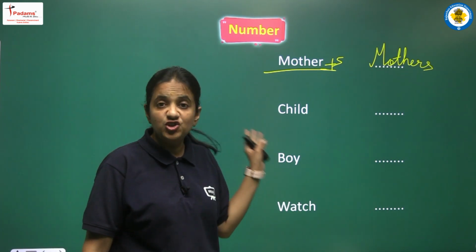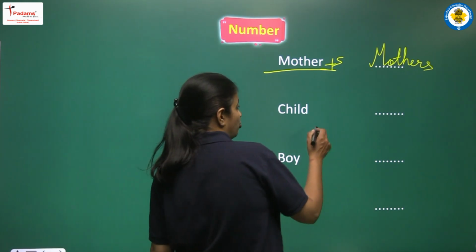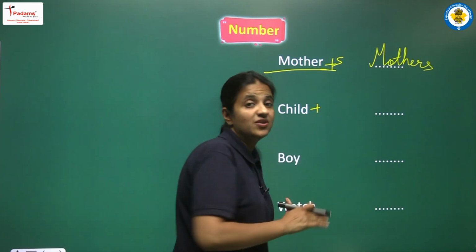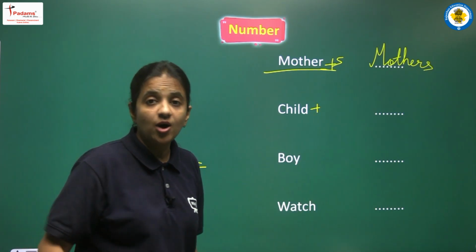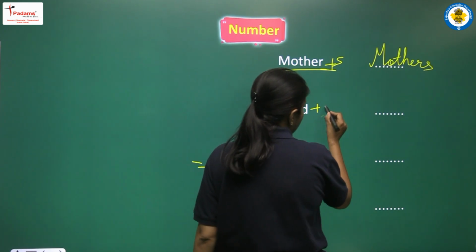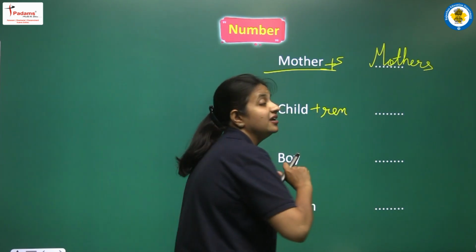Next we are having child. So students, again you have to be very careful here. This is one of the irregular nouns. So here we have to add REN.